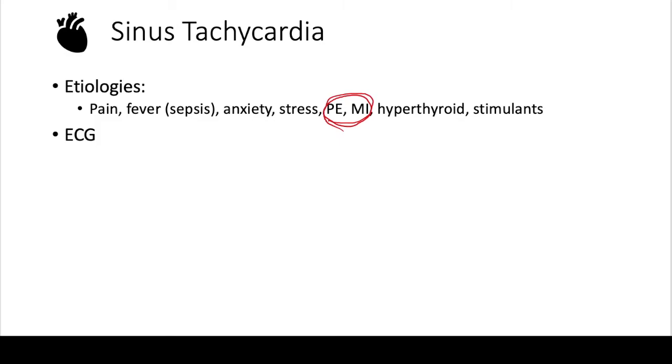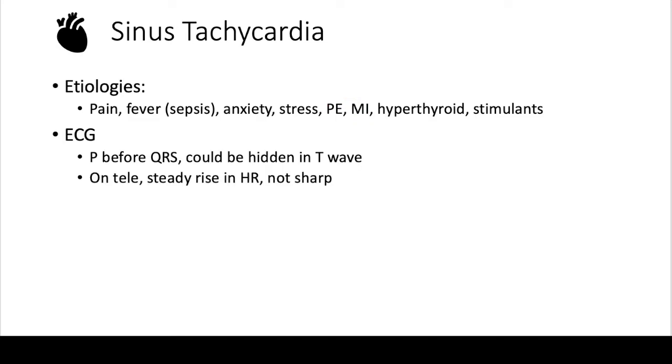Other things to check for are thyroid levels, and whether they are taking any stimulants or any other drugs that could be increasing their heart rate. On an EKG, patients with sinus tachycardia have basically a normal sinus rhythm, like the sinus node is the one that's creating the tachycardia, so you will see a P before every QRS. The thing though is that sometimes those P waves, if the heart rate is going very fast, could be hidden in the preceding T waves, so that's what makes it tricky.